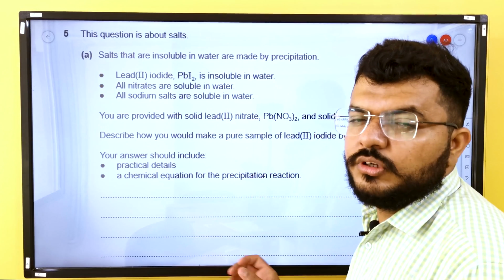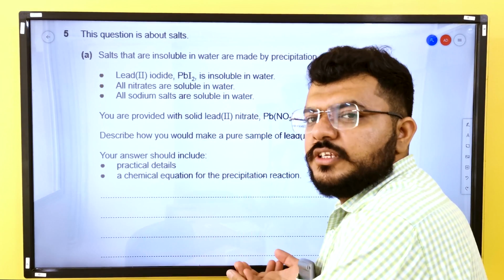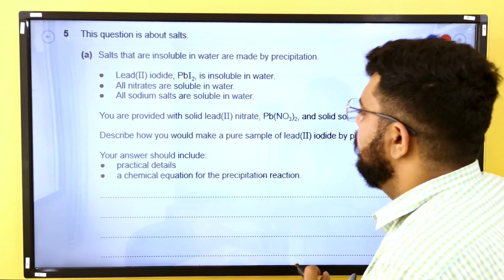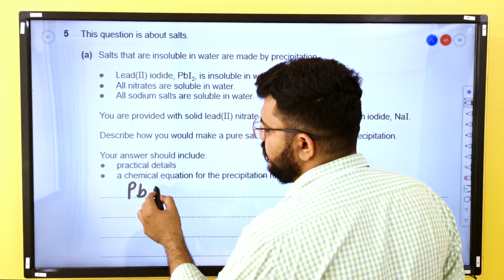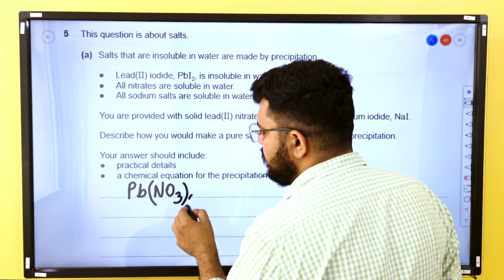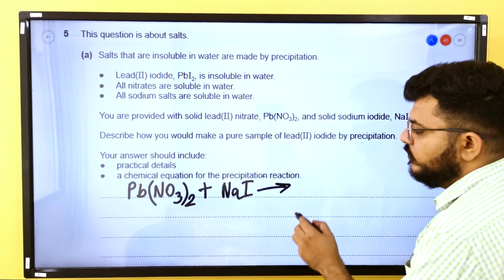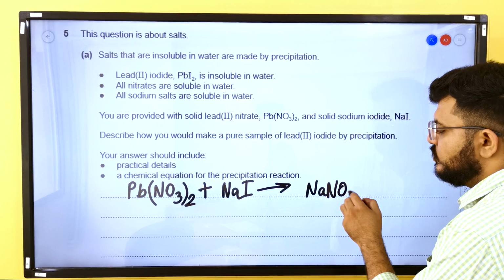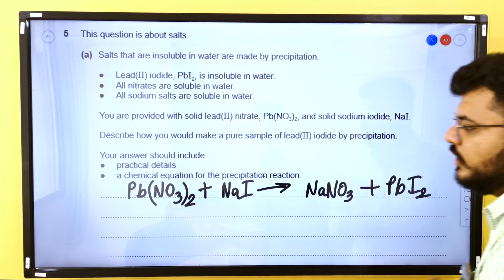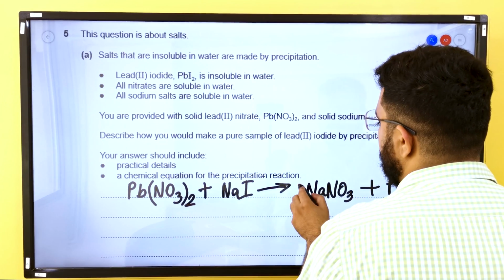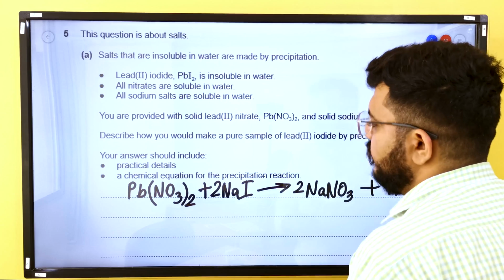So what are we going to do? We are going to make solutions of the soluble salts, mix them, obtain the precipitate, and remove this precipitate by filtration, and we'll have our required salt, right? So let us just start with an equation. We are going to take Pb(NO3)2. We are going to add sodium iodide to it, which will form sodium nitrate. Sodium nitrate is soluble, and PbI2, right? To balance this, NaNO3 is 2 times, so sodium 2 times here, sodium 2 times, iodine 2 times, so NaI will add 2 here.